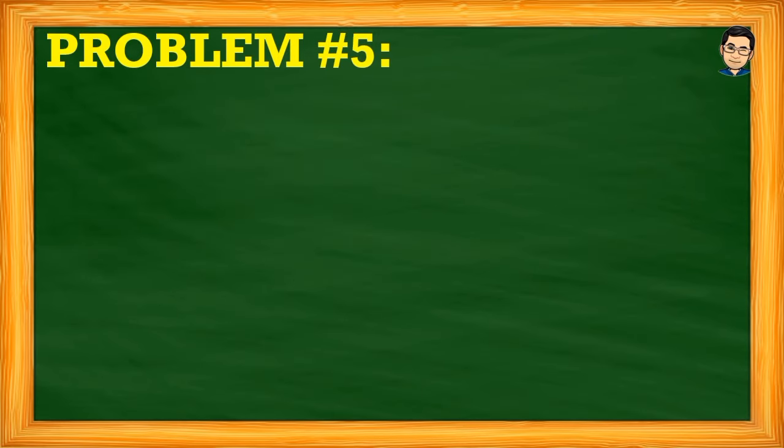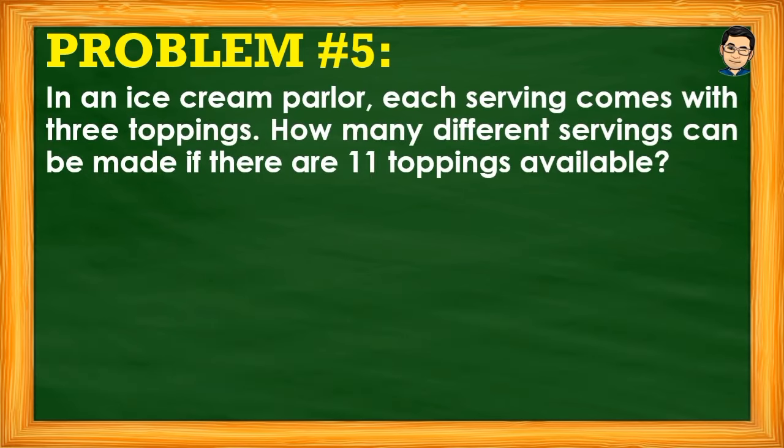For our next problem, number 5, in an ice cream parlor, each serving comes with 3 toppings. How many different servings can be made if there are 11 toppings available? Okay. So, kada serving daw ng ice cream, meron po siyang 3 toppings. And then, ang available toppings po natin dito is 11. So, tinatanong niya how many different servings can be made.